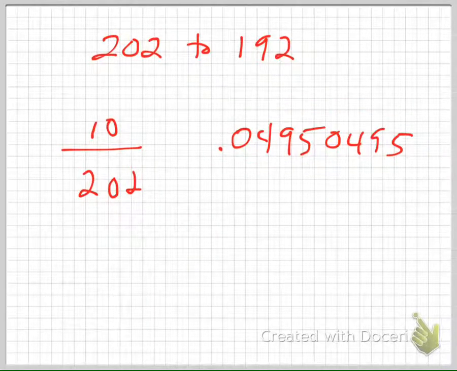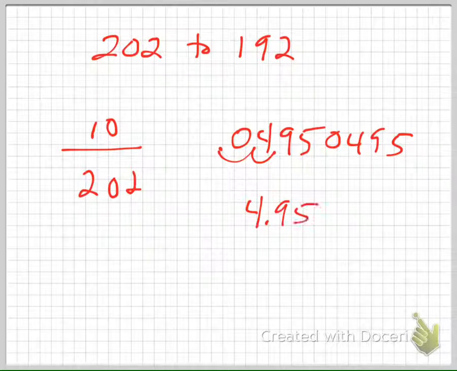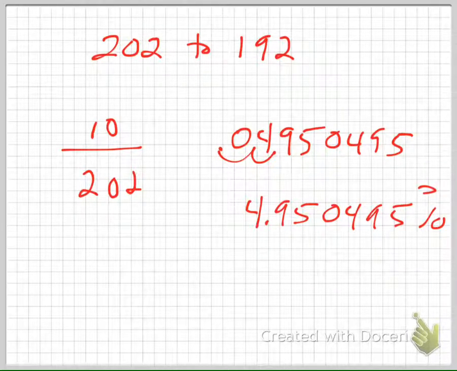Here's the decimal. How do I write that as a percent? What do I do to turn a decimal to a percent? 1, 2. So it comes out to 4.950495%, right? They say round to the nearest tenth of a percent, which is right here. That 9 looks to the 5 and sees that the 5 is enough to make the 9 go up to make it a 10, which makes this 5.0.